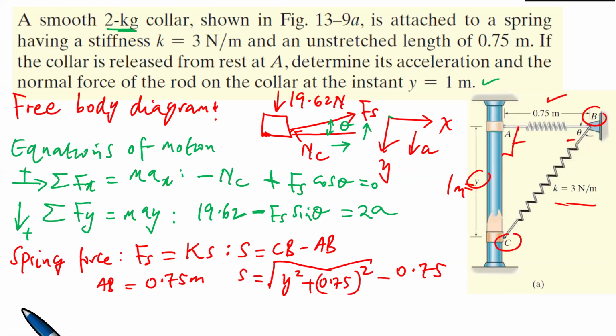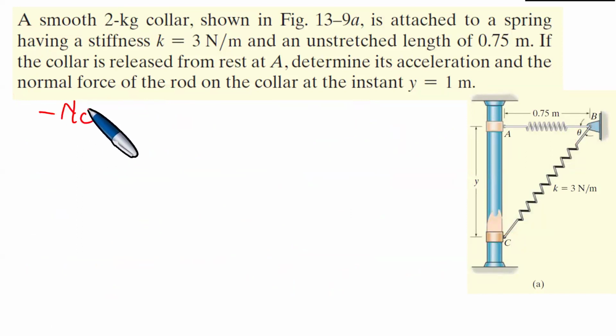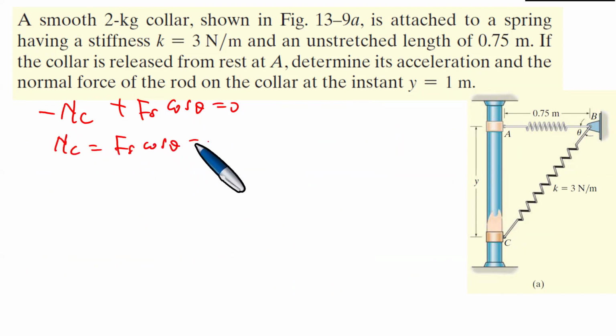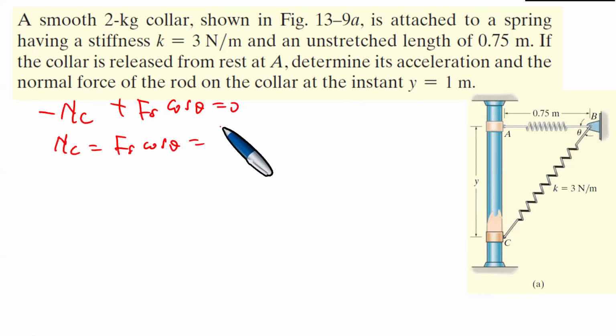We're finishing. Right, so we go back to these particular equations, like this one: minus NC plus FS cosine theta is zero. I'm releasing you, please, I know I'm running out of time. Minus NC plus FS cosine theta equals zero. Okay, which means that NC is equal to FS cosine theta. And what is the FS, the spring force? It is 1.50 cosine theta.